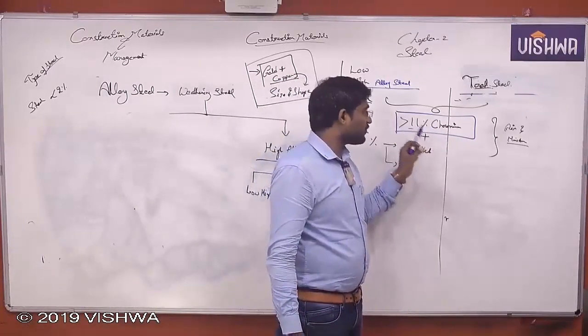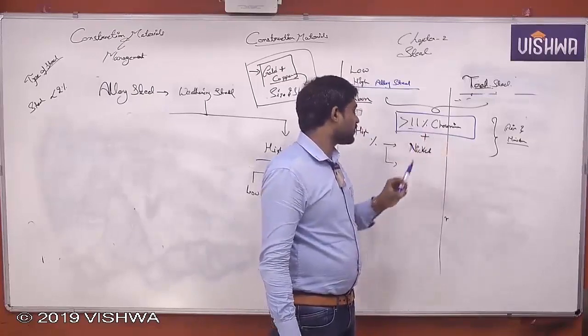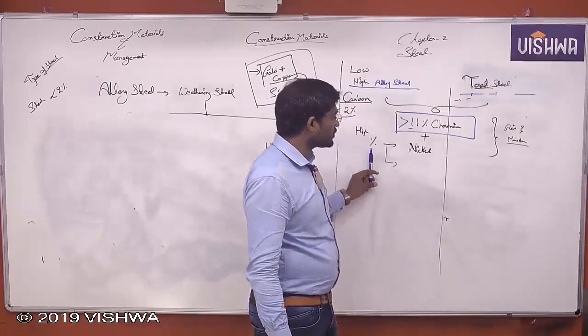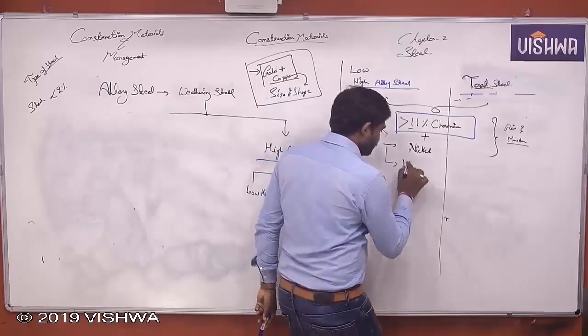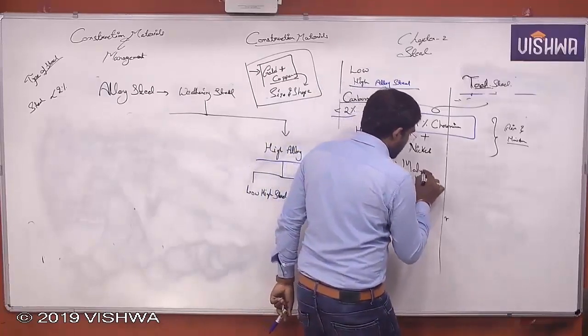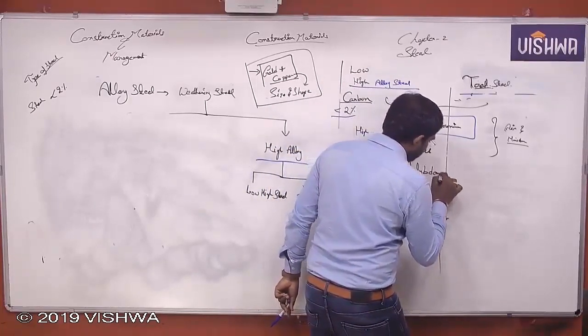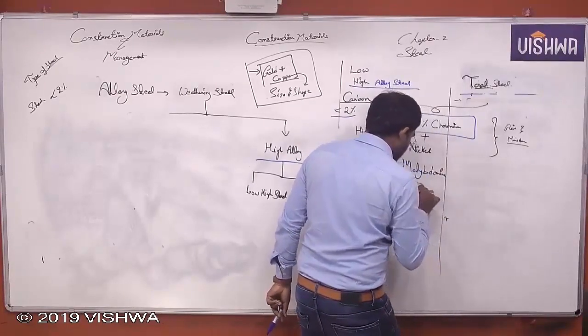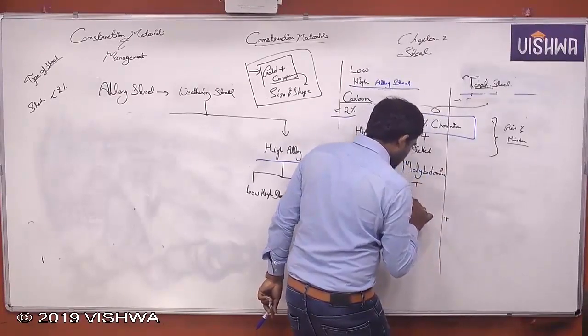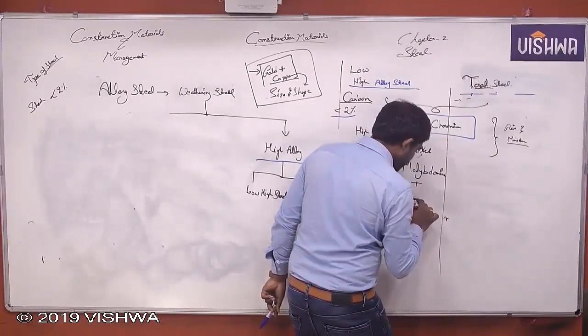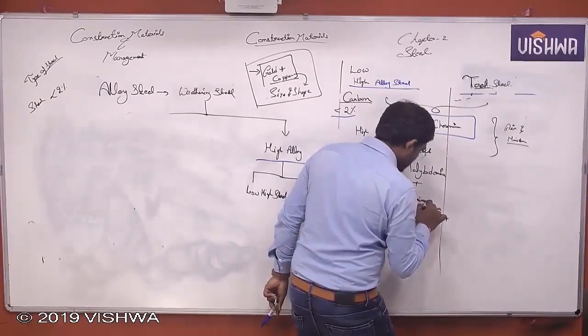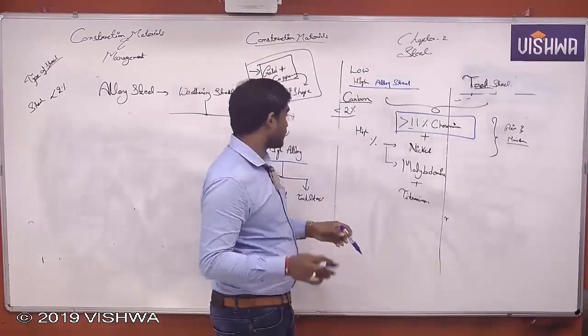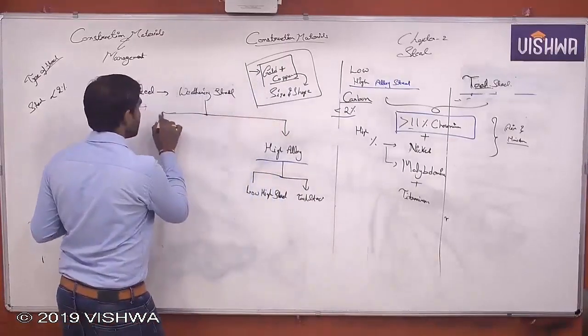But here we are using more than 11% of chromium and a high degree proportion of nickel, molybdenum plus titanium in the regular phenomena.